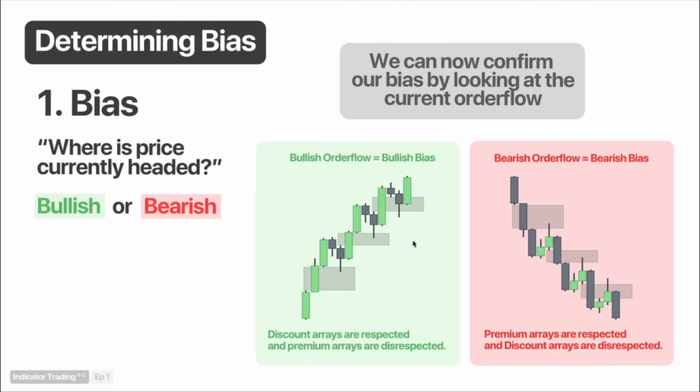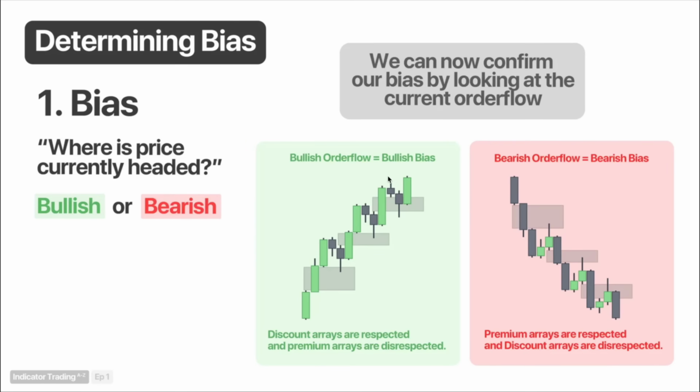So when it comes to determining bias, remember, bias is simply where is price currently headed, higher or lower, bullish or bearish, and we can confirm our bias by looking at the current order flow. If we have bullish order flow, we'll have a bullish bias. You'll notice that discount arrays are respected and premium arrays are being disrespected. If we have bearish order flow, we have a bearish bias, and you'll notice that premium arrays are being respected and discount arrays are being disrespected.